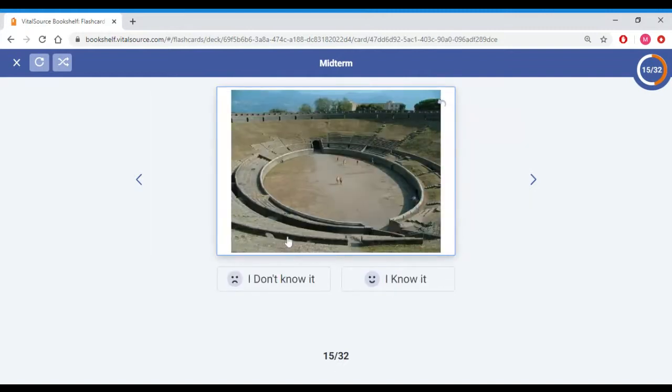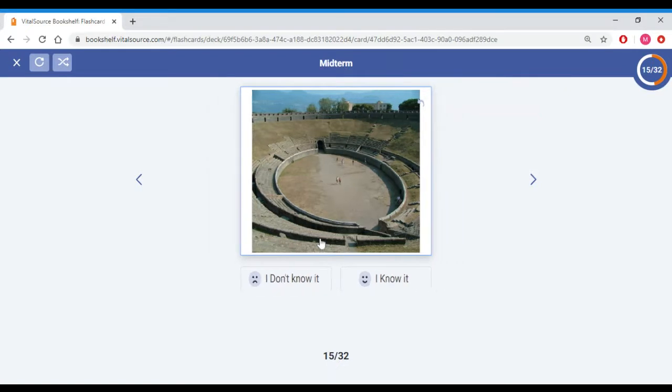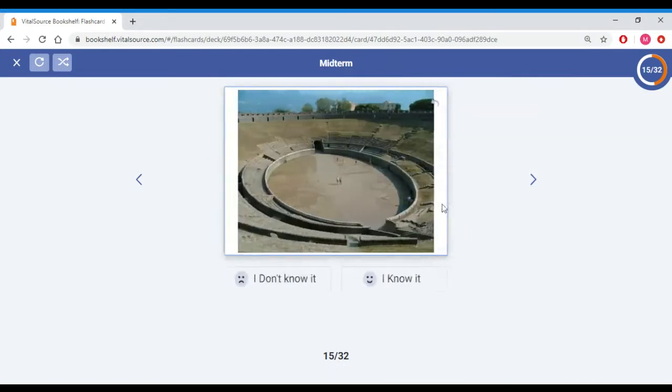So what is this image? You don't have to give a specific name, but what is it? What is it for? And what is the type of architecture? And it's an amphitheater.